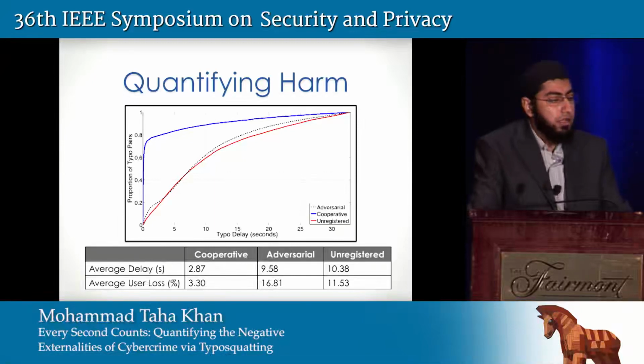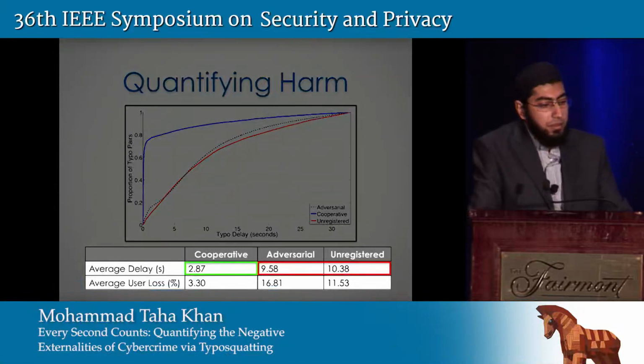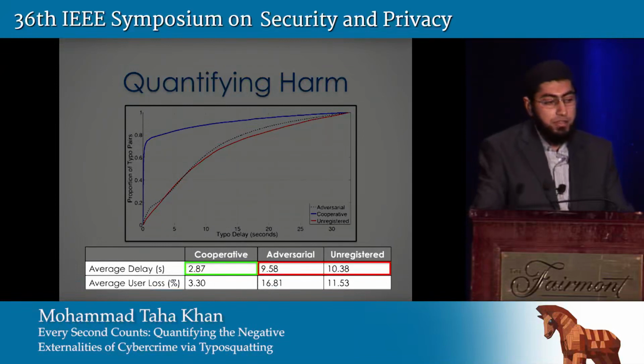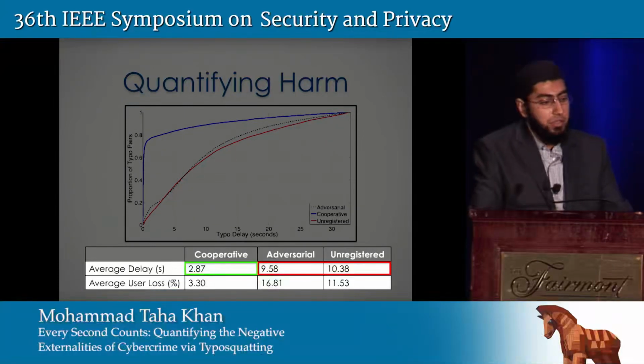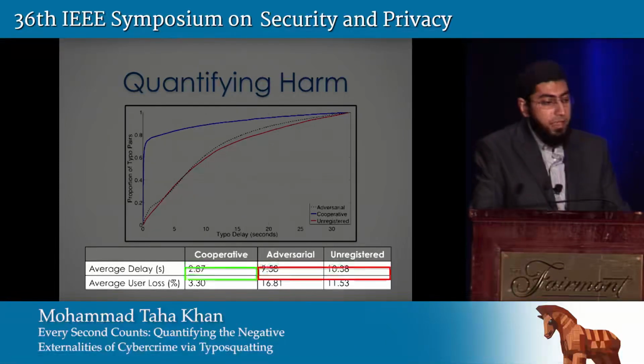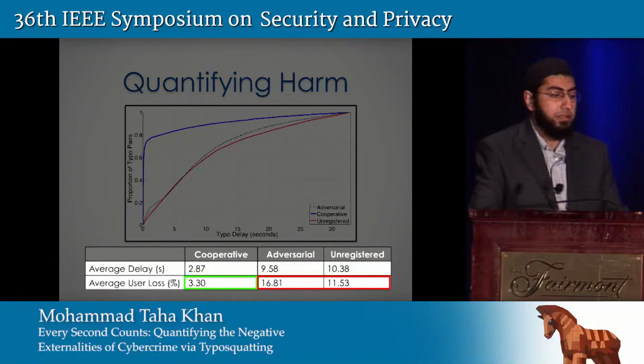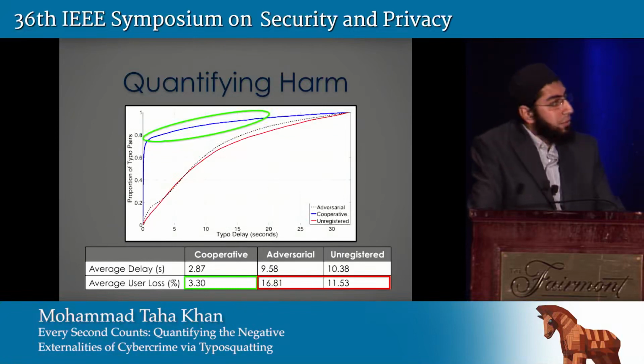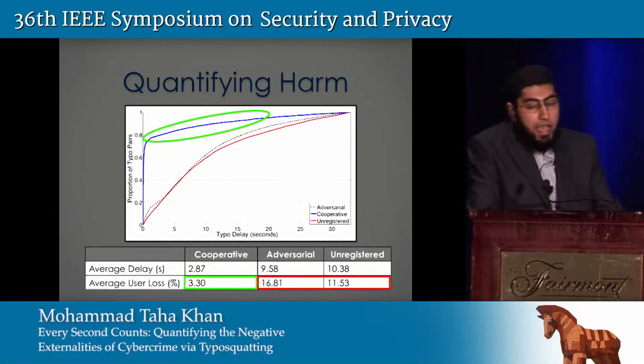Now looking at the harm here, we see that the average delay for adversarial and unregistered websites is pretty much in a comparable range. Whereas cooperative registrations have a lower delay than adversarial and unregistered, which is intuitive. And similarly, for the average loss rate, we see that though adversarial registrations do have a higher loss rate of 16.8 in comparison with the unregistered domains that only have a loss rate of 11, they're pretty much still in a comparable range. Another interesting phenomenon to note here is that some of the cooperative registrations have a higher delay than a natural redirection would have.